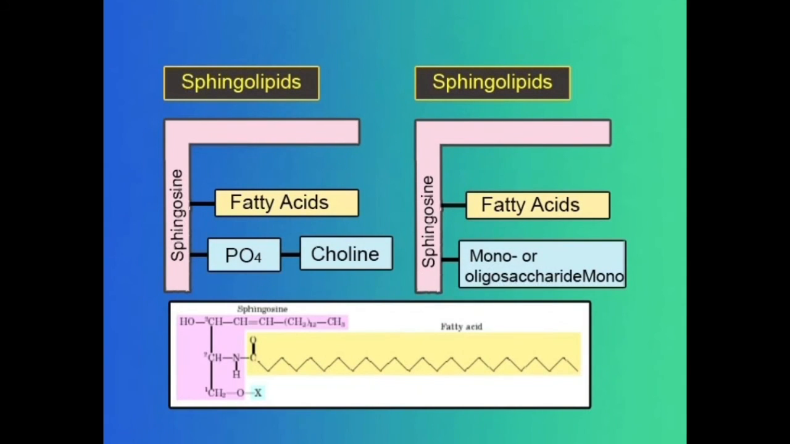Then you have sphingolipids, which are called sphingolipids because the alcohol here is not glycerol, but it is a sphingosine molecule. It is a very long chain alcohol. The whole chain is shown in an L-shaped manner, and a fatty acid is attached to one of the carbons and a mono or a disaccharide to the other carbons. If there is a phosphate group attached, it is a phosphosphingolipid.